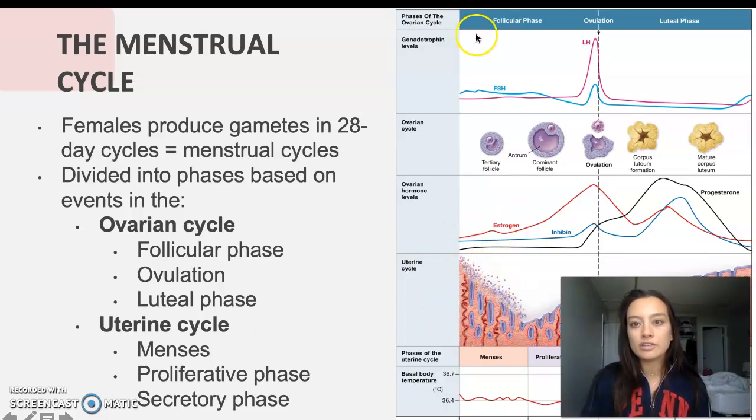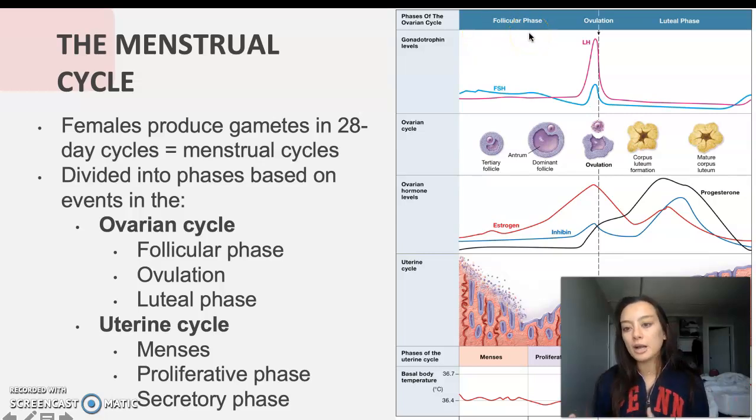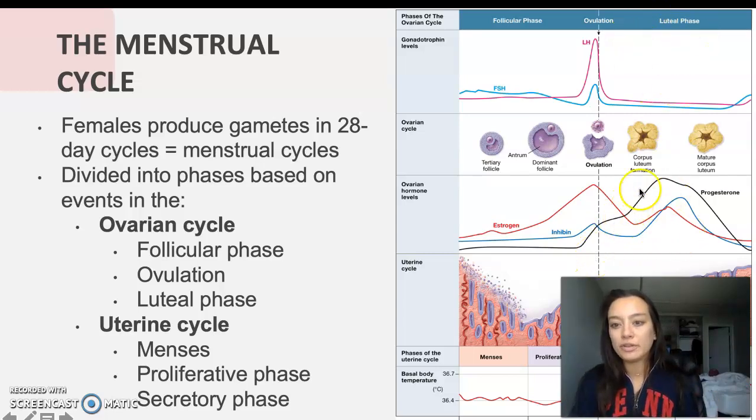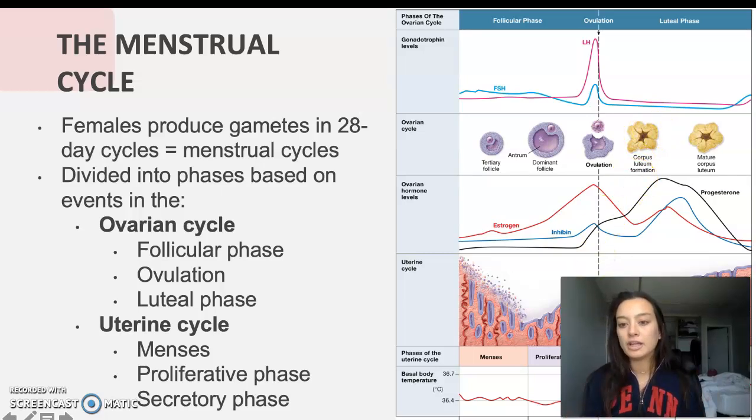During the early follicular phase, the endometrium is undergoing menses, or menstruation. You can see here that it's shedding. And then we have the proliferative phase of the uterine cycle. In the late follicular phase leading up to ovulation, the endometrium is proliferating, or growing, in order to prepare for a potential pregnancy. Following ovulation in the luteal phase, in response to progesterone that's secreted by the corpus luteum, the endometrium becomes secretory in order to prepare even more for a potential pregnancy.